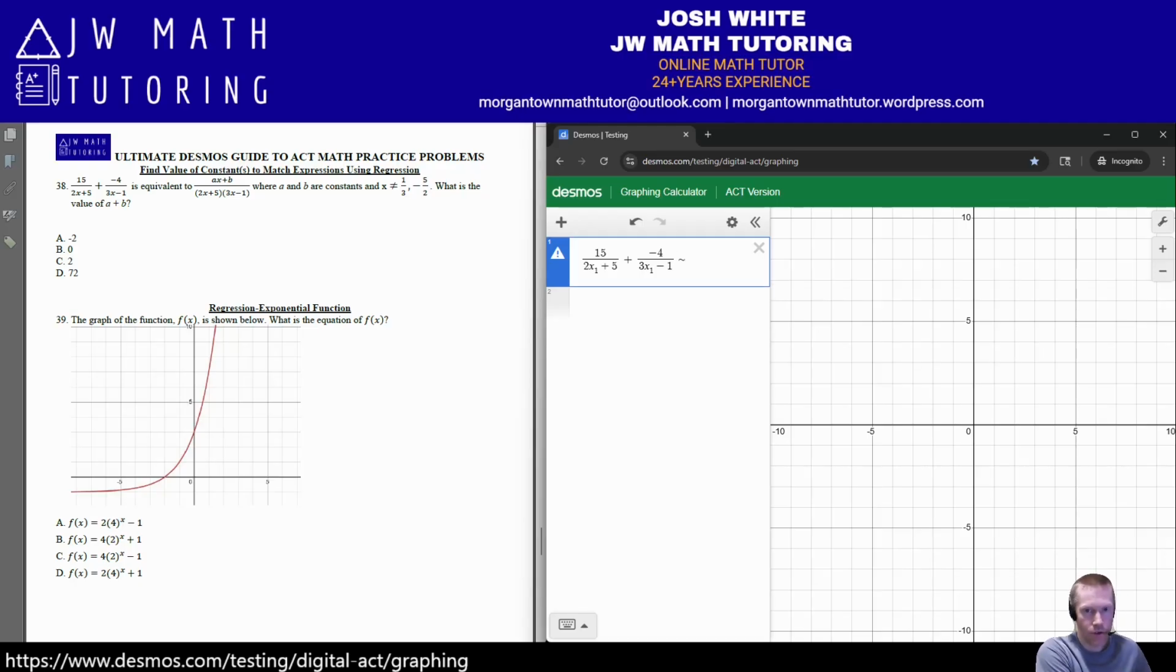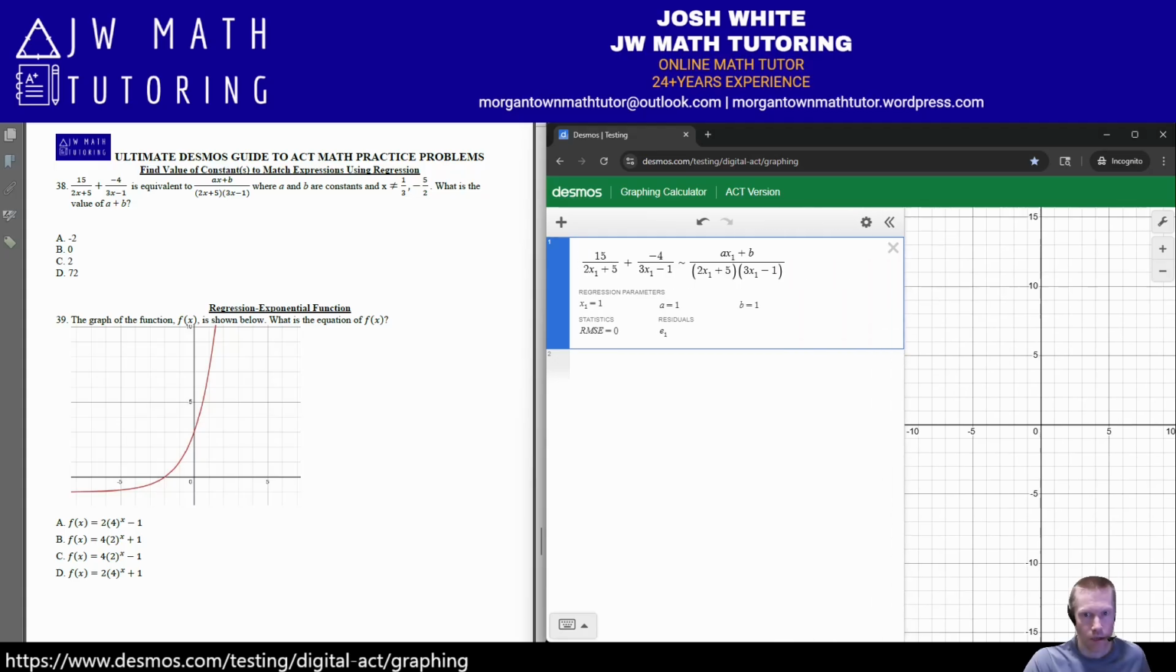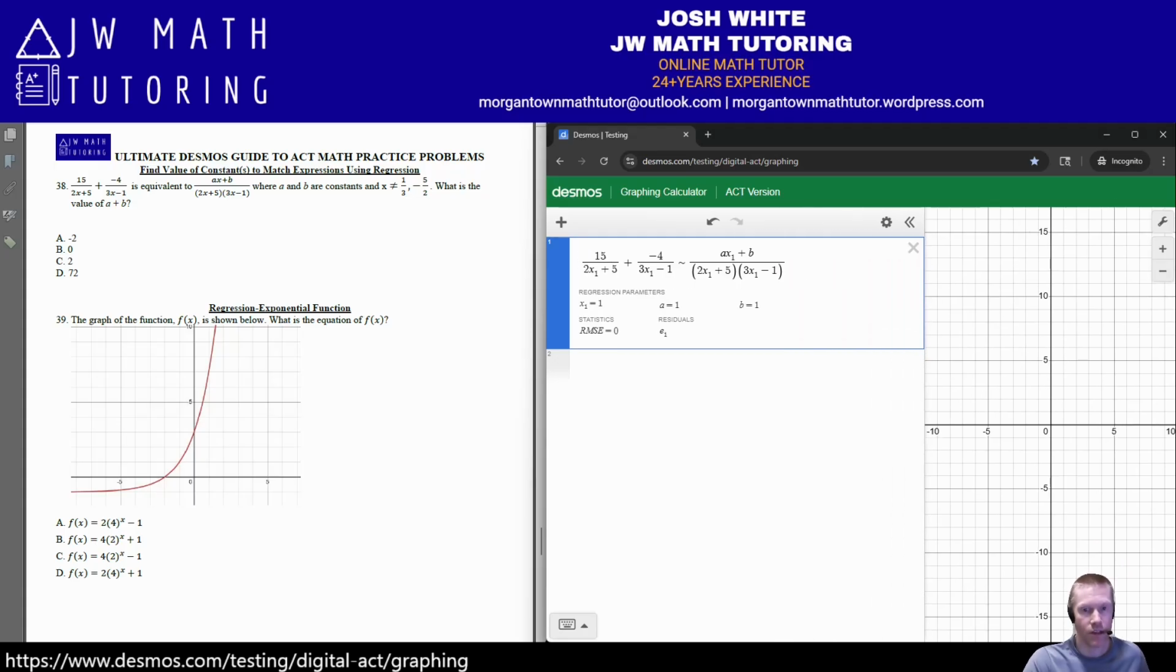And then I'm going to put a tilde, and then on the right side I'm going to put what it is equal to, which is the ax plus b over, and then the two parentheses on the bottom. So let me now just spread that out. Okay, so notice it's giving me values for x1, a, and b. These a and b values are not correct. We'll see that in a second.